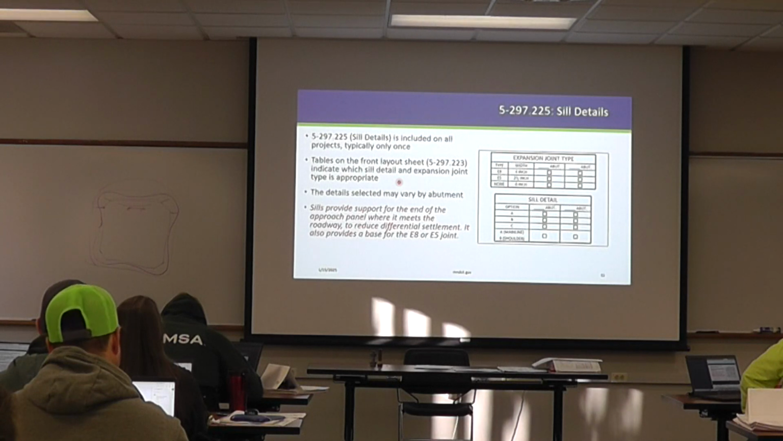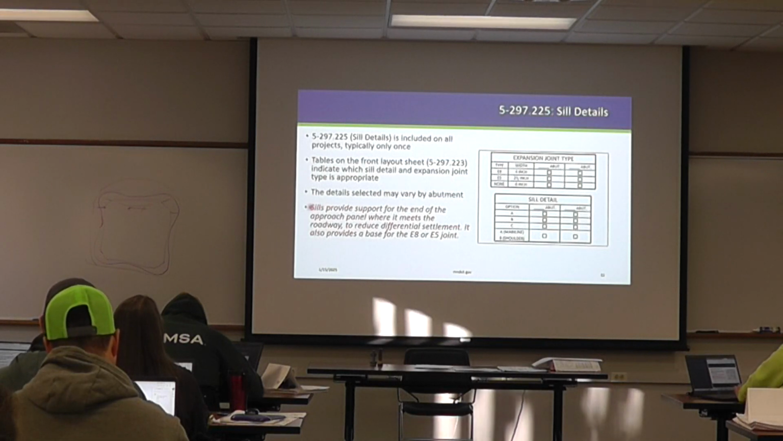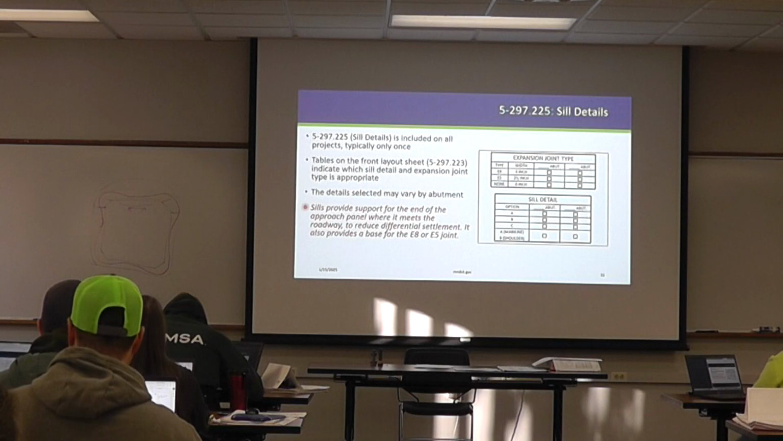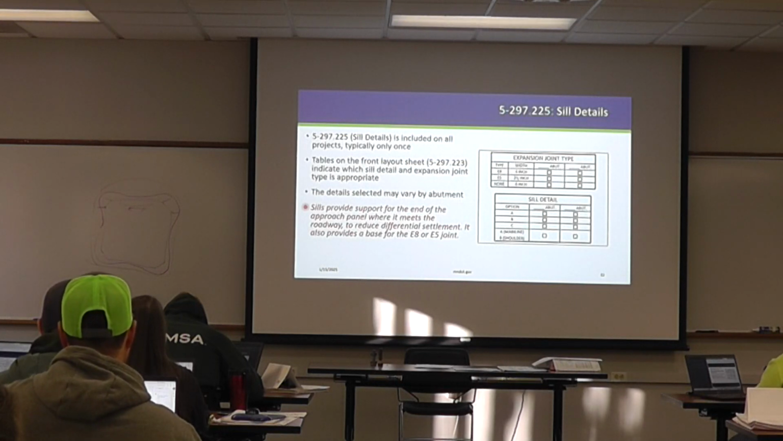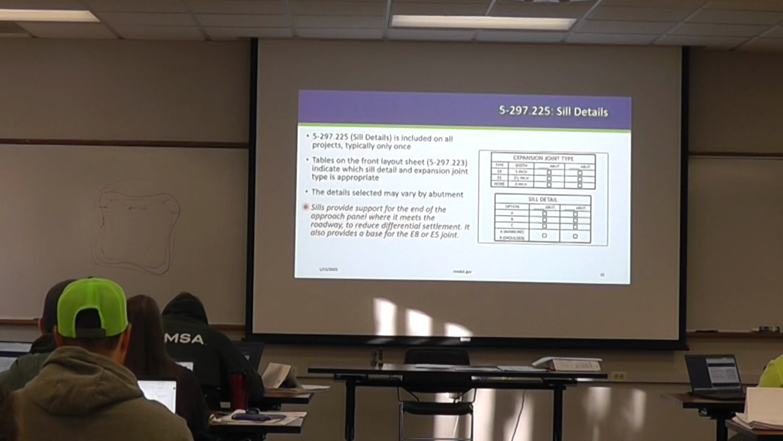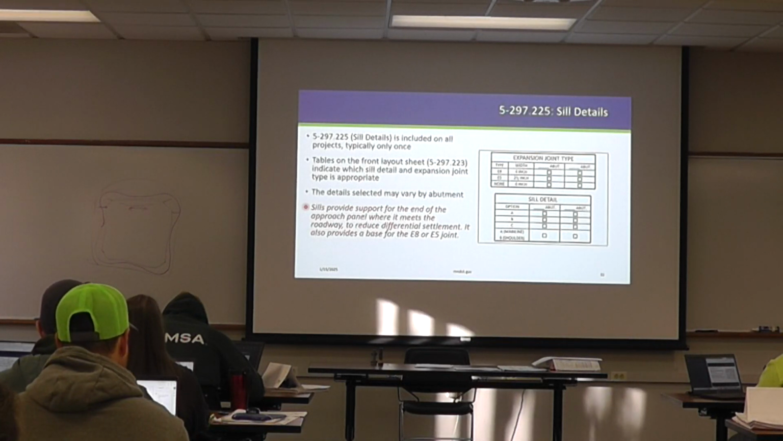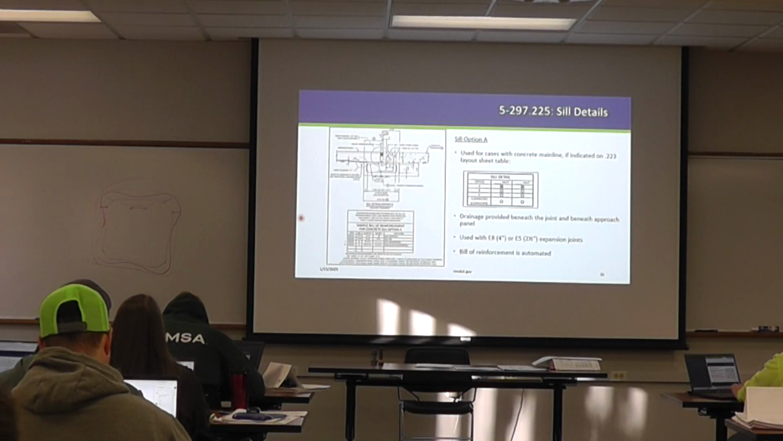Again, these details might vary by abutment and also by bridge, so just pay attention to that. I'll just note that sills provide support for the end of the approach panel, where it meets the roadway, to reduce the differential settlement, and they also provide a base for the E8 or E5 joint. I have it in red because it might show up on that quiz I had later, but I wouldn't worry about it too much.